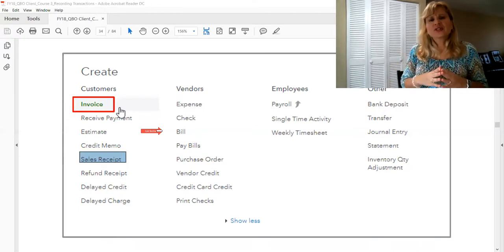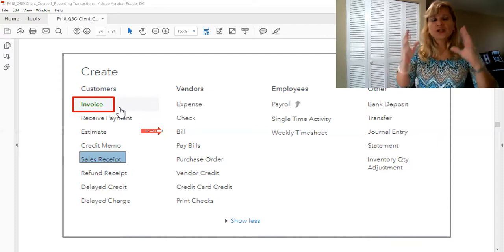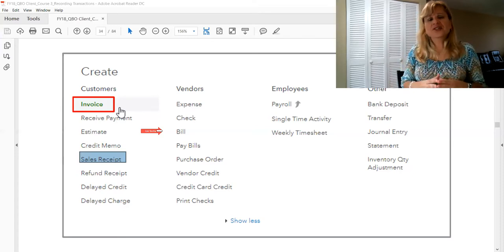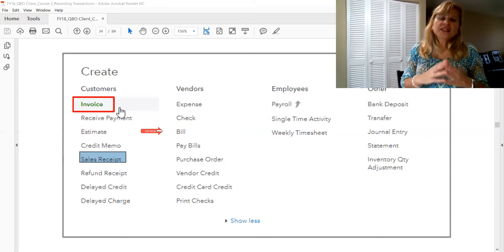I hope this helps, especially when it comes to definitions, because I know there's a lot going on with accounting terminology, as they call it. In general, I'm hoping that this is going to clear any doubts that you might have. So again, I'm here to help you.